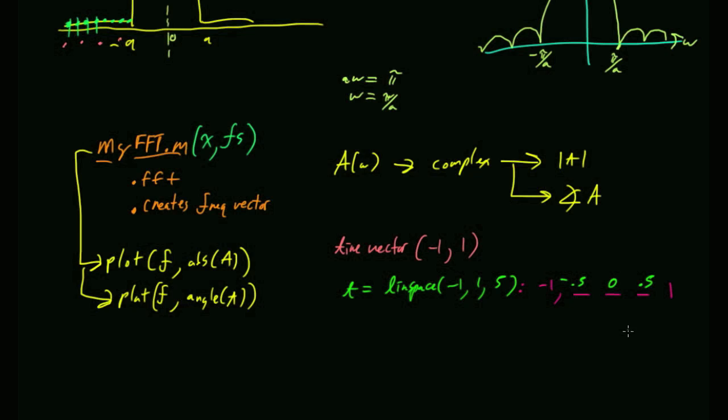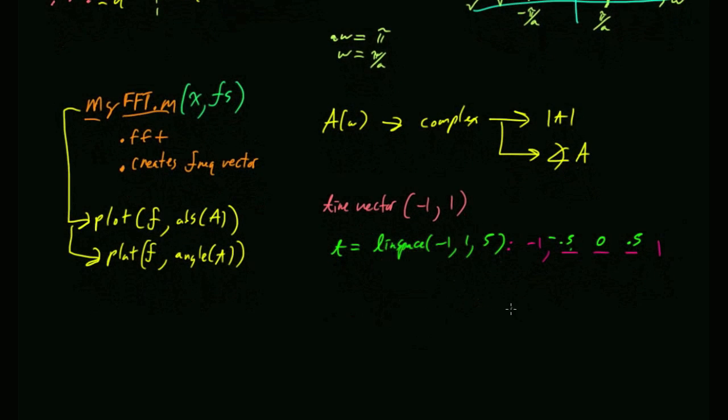So you specify the first point, you specify the last point, but the magic-y bit here is that Matlab calculates what the spacing between the numbers has to be. Matlab calculates the dt in order for you to have this first point, this last point, and a total of 5 points. It's not a tough calculation, but Matlab does it for you.